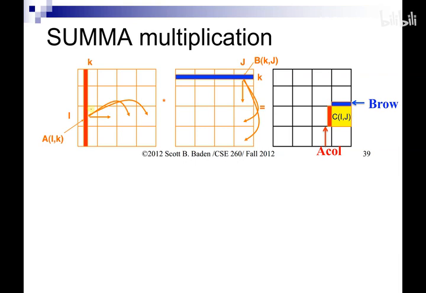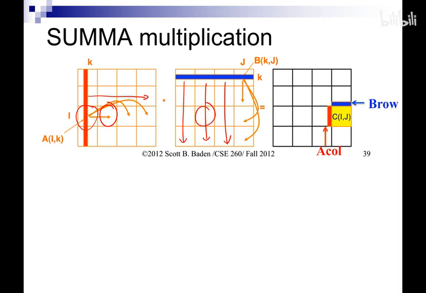For example, in this stage, if this processor has some values of A, it's going to broadcast those to all of these other processors over here on its row. This guy is also going to broadcast to its row. So we're going to broadcast the A values along the rows, and the B values are going to get broadcast along the columns. Then every process will end up with one value of A, right?